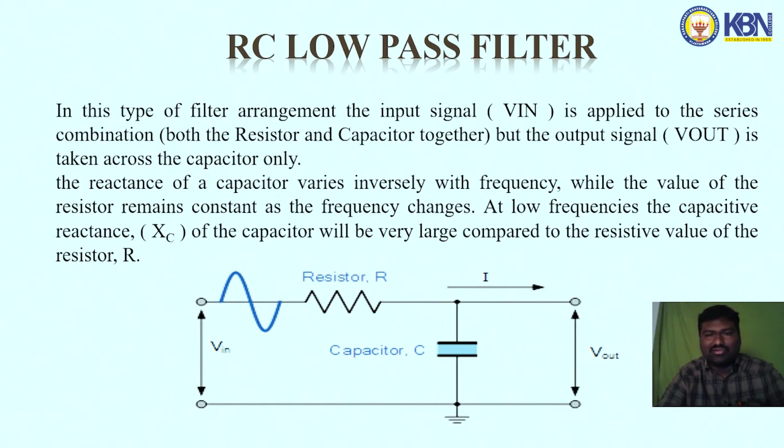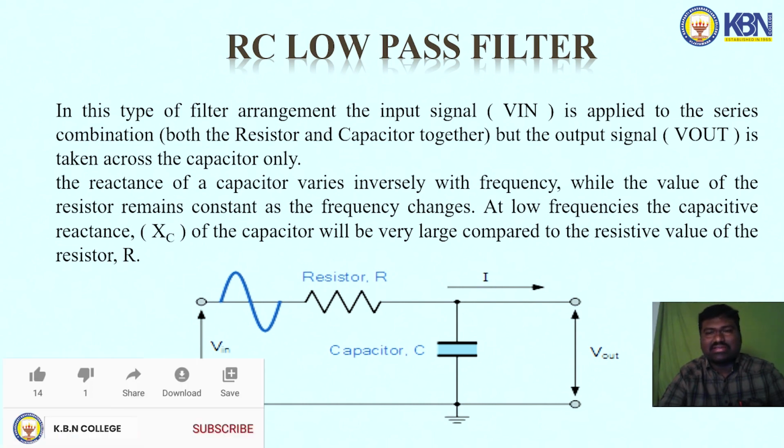For example, take the low pass filter. The circuit consists of a resistor and a capacitor, both connected in series combination. Here the capacitor is used for low frequencies and the resistor for high frequencies. That is, high frequencies pass across the resistor and low frequencies pass across the capacitor.